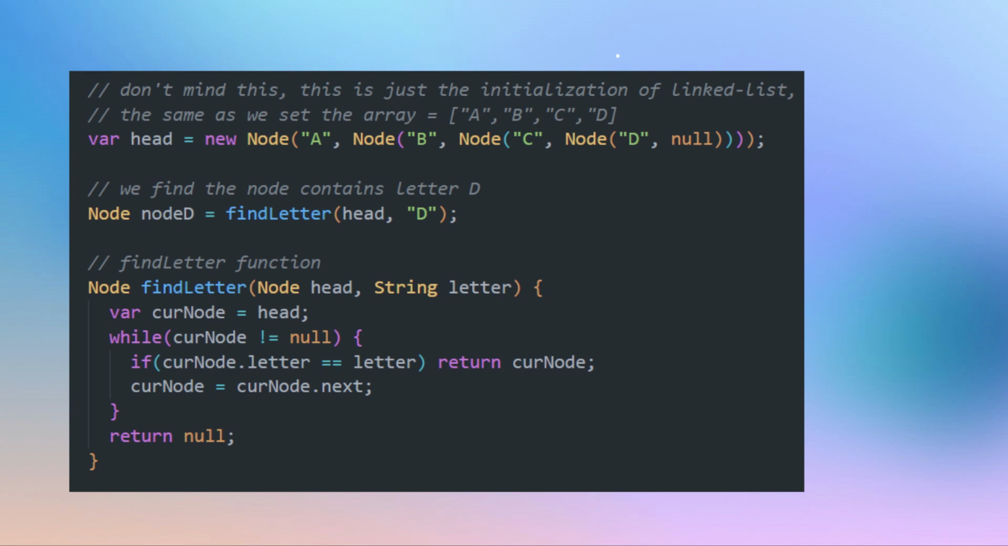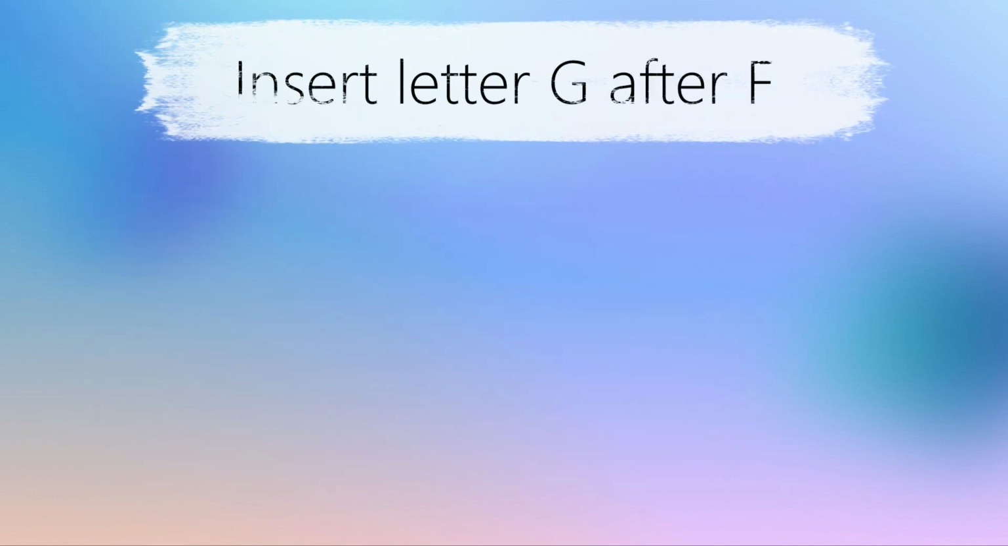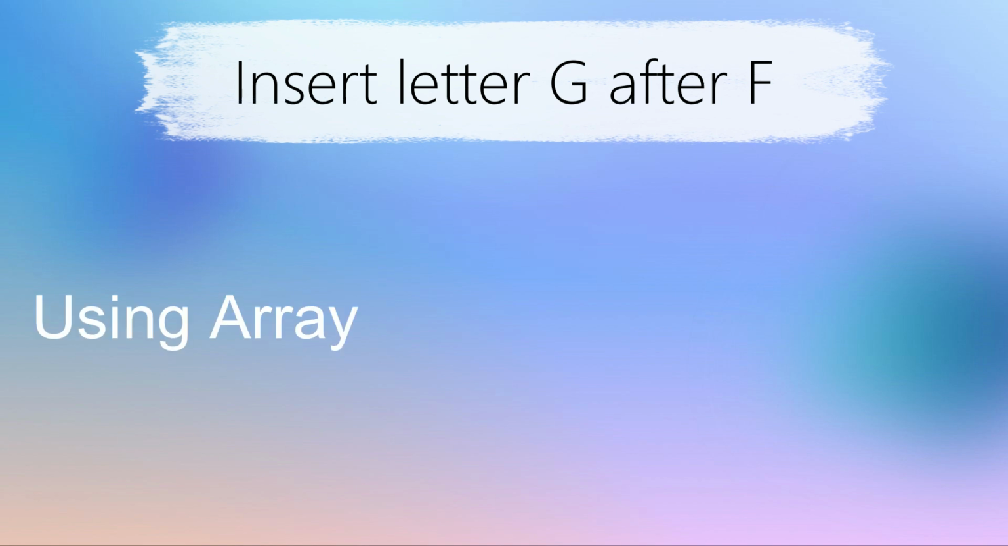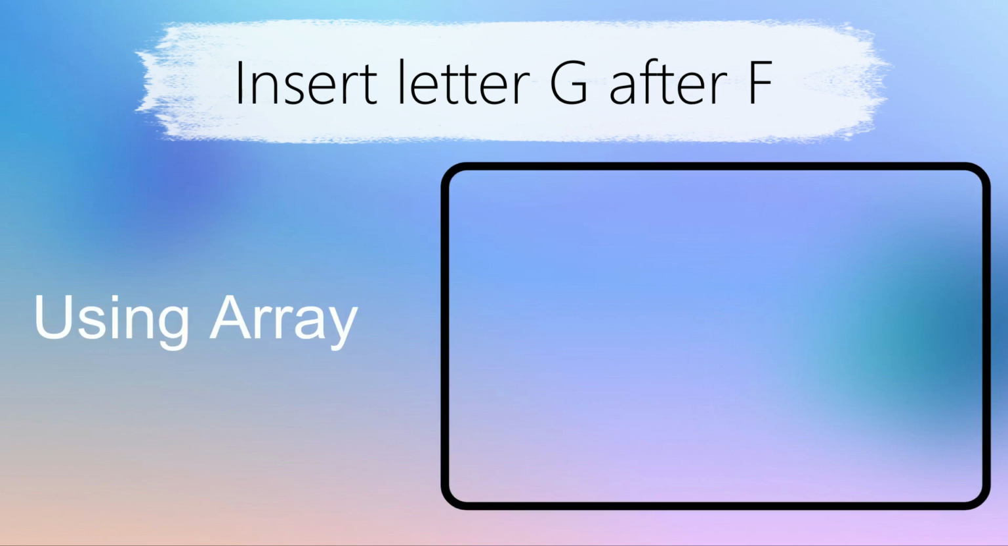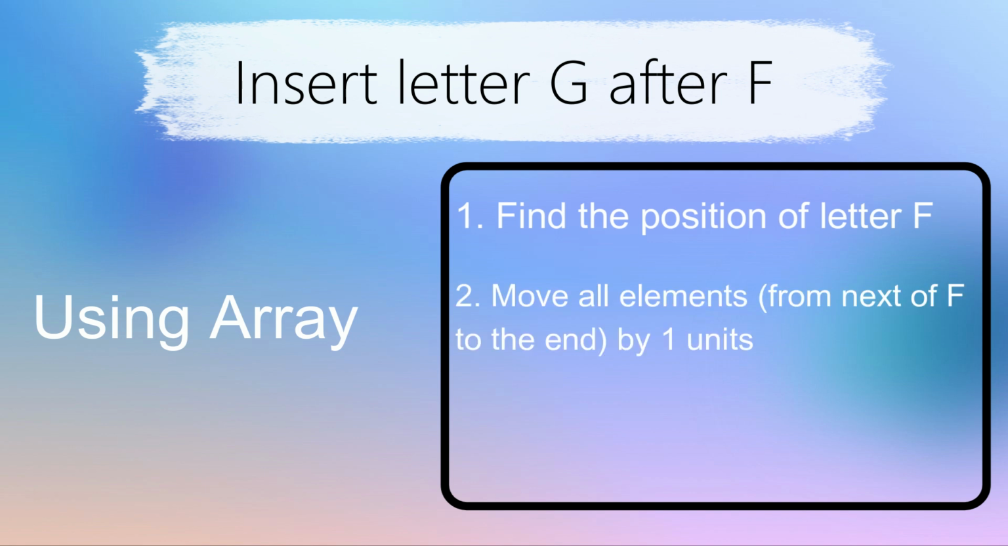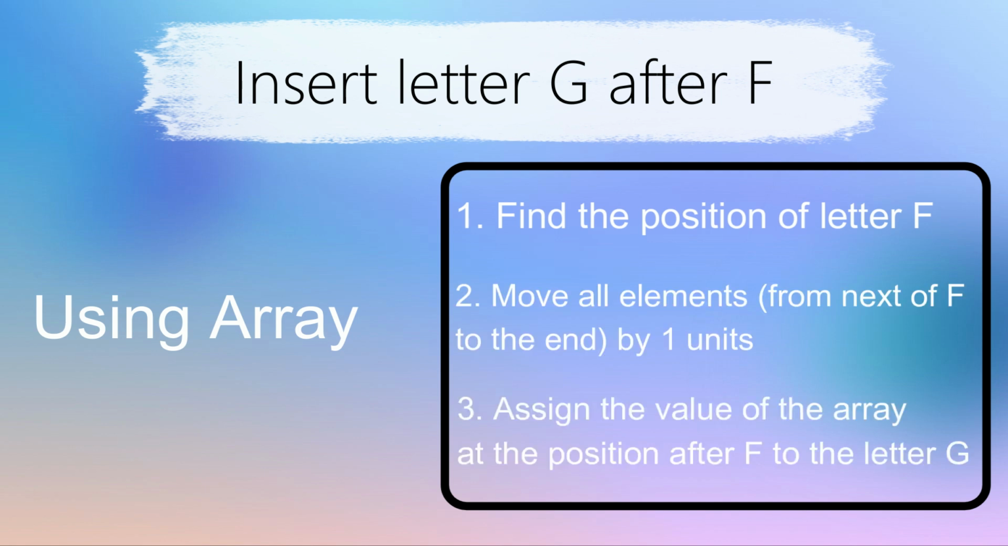At this point, I hope you have a certain understanding of the linked list part. But a lot of people ask me why you don't use an array instead of a linked list. That leads us to problem number 2. Problem number 2 is that I want to insert a letter G after the letter F. Well, you are probably familiar with array. We will find the position of the letter F, move the elements on by 1 unit, assign the array at that position to the letter G, and that's it.